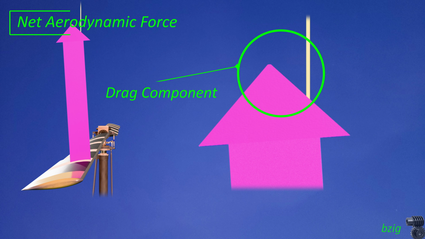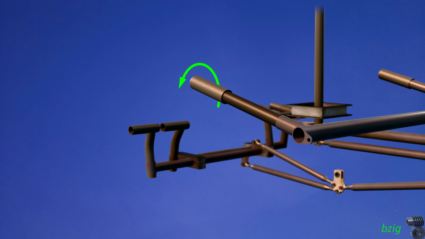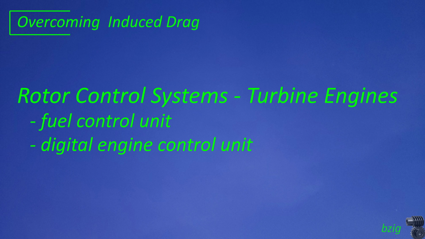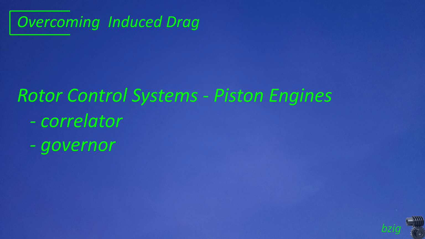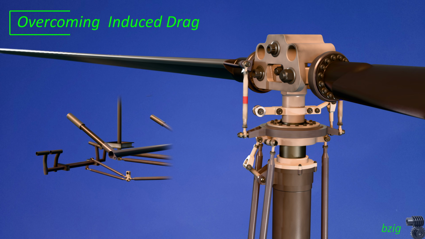We don't want the rotor to slow down, so we have to do something about it. And that something is to add more torque to the rotor by opening the throttle in order to increase engine power. This could be done manually by the pilot, typically with a twist grip throttle on the collective lever. But in most modern helicopters, this is now done with a system. These systems have different names, things like fuel control units and digital engine controls on turbine-powered helicopters, and correlators and governors on piston-powered helicopters. Different names and different mechanization, but they all do the same thing. They add more engine power when the pilot raises the collective, and they reduce engine power when the pilot lowers the collective.